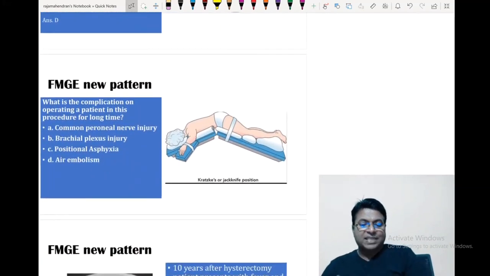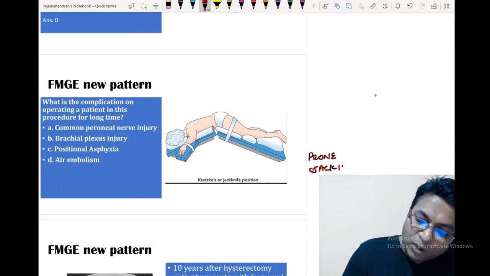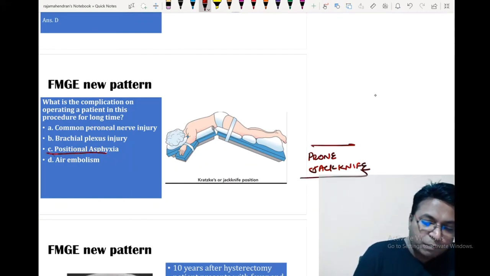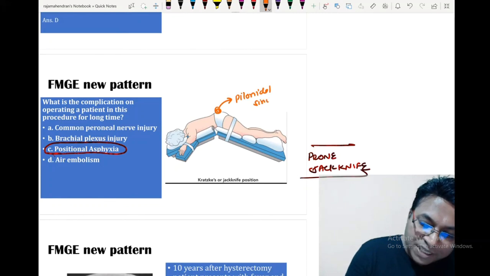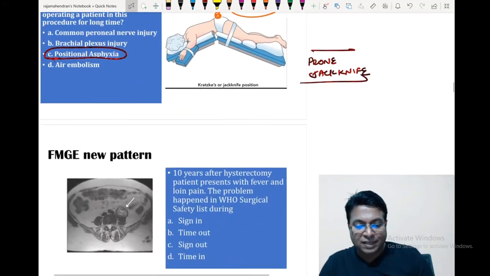So what is the complication of putting the patient in this position for surgery? This is prone jackknife position. The patient will develop one complication. Expected MCQ for FMG exams. This patient will develop positional asphyxia. We do operations like pilonidal sinus surgery in this position. Pilonidal sinus operation will be done by this prone jackknife position. Okay, please don't forget this.